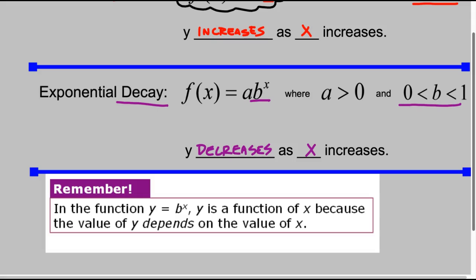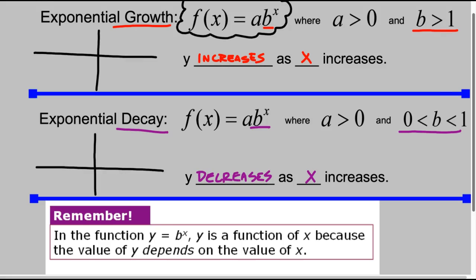Let's make a little sketch of these while we're here. So exponential decay and exponential growth. Exponential growth, as x increases, y increases, is going to look something like this. As you're going in the positive x direction, it's going in the positive y direction. It's increasing. And exponential decay is going to go like this. As x increases, y is going to decrease.